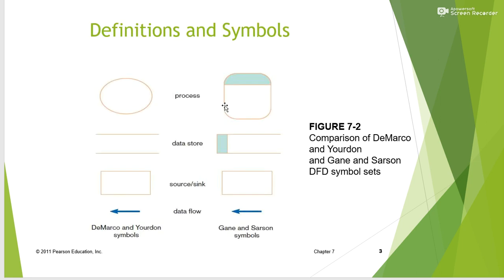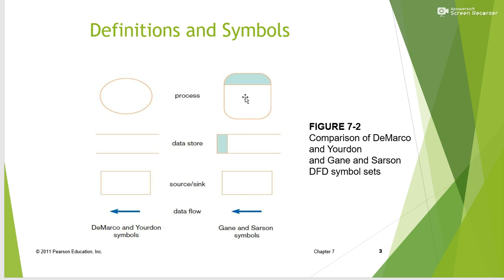In this textbook, we are going to use the symbols which are on the right hand side. We call it the Gane and Sarson symbols. This is for a process, this is for a data store, this one is for source and sink, and this one is for a data flow.